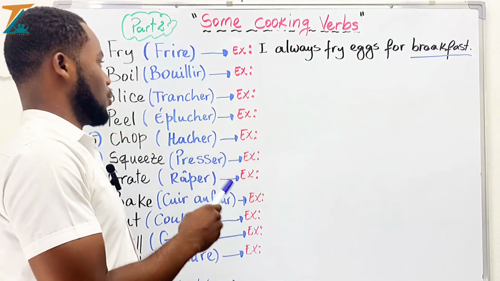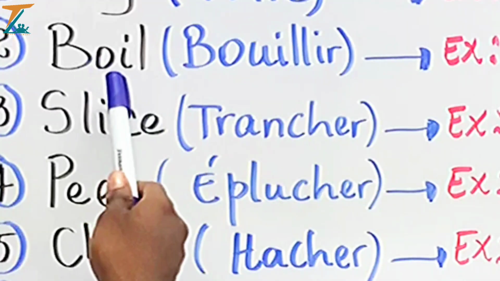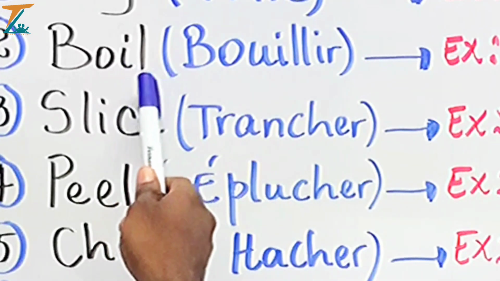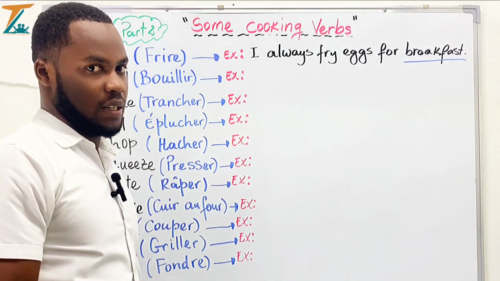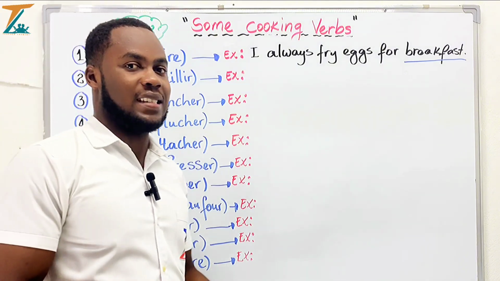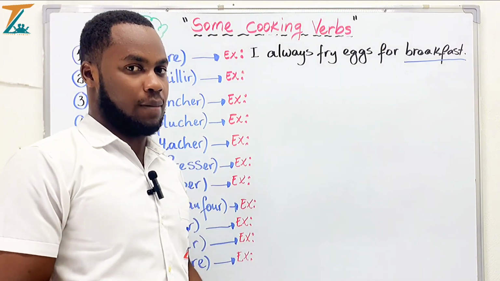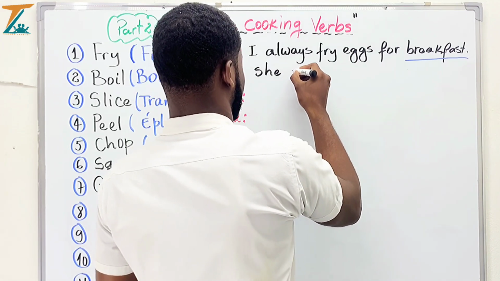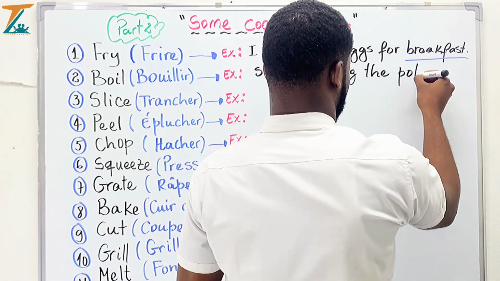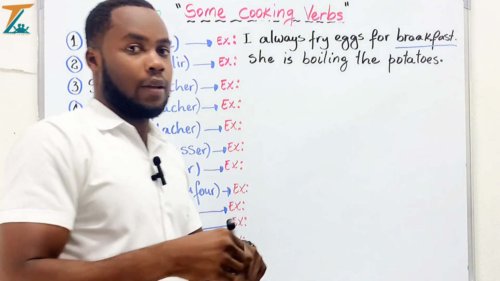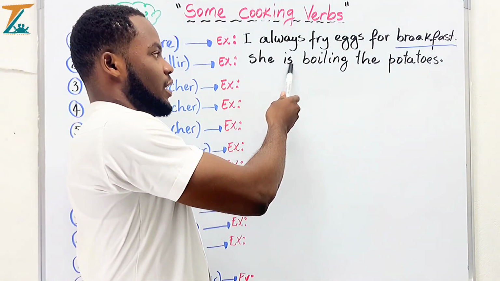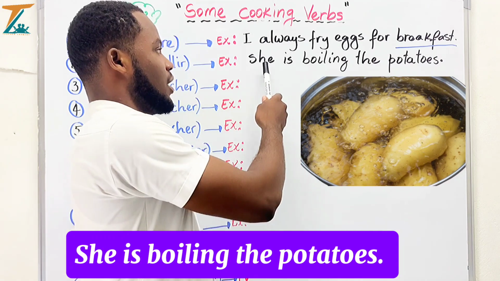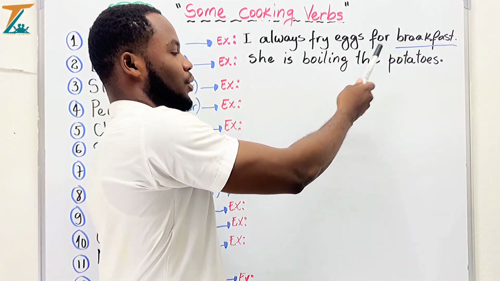And the second verb that we are going to learn today is boil. Can you repeat that? Boil. Boil means bouillir. Okay? So what can I say bouillir? I say boil. For example, okay, so I say she is boiling the potatoes. Okay, she is boiling the potatoes.